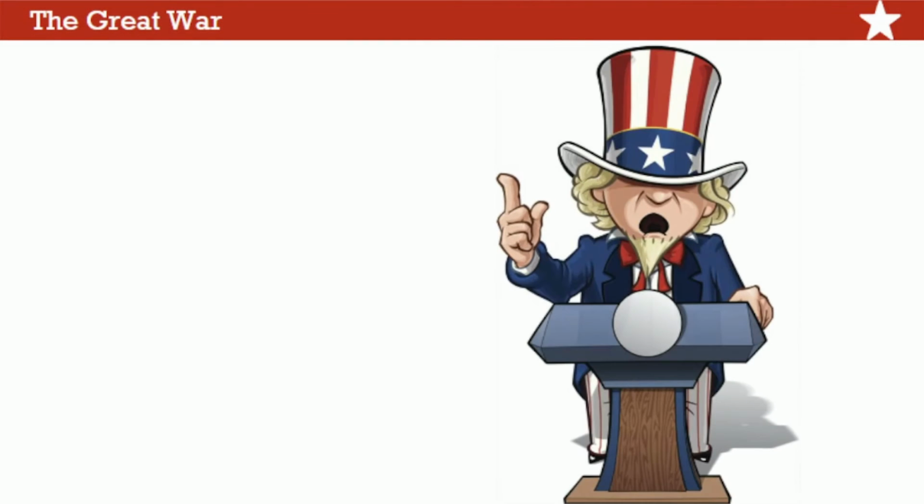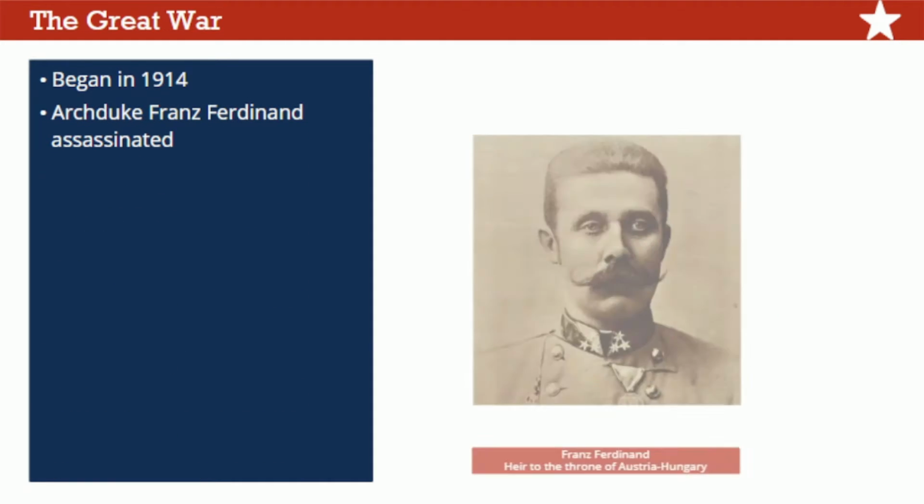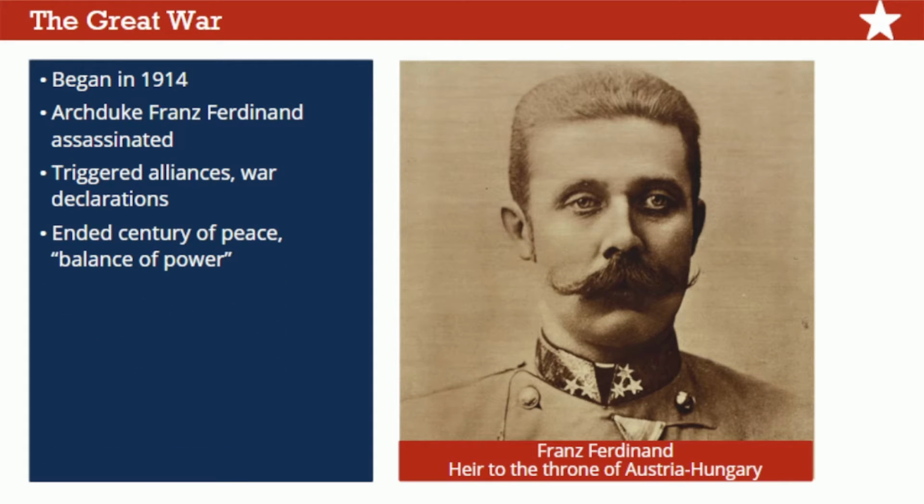Let's review some basics about World War I. At the time, before there was another world war to compare it to, it was simply called the Great War. The war began in 1914 after the Archduke Franz Ferdinand, heir to the Empire of Austria-Hungary, was assassinated in Sarajevo. This incident wasn't exactly the cause of the war, but it did trigger a complex system of alliances and war declarations that pitted the major powers of Europe against one another. The conflict ended a century of relative peace and the balance of power in Europe.